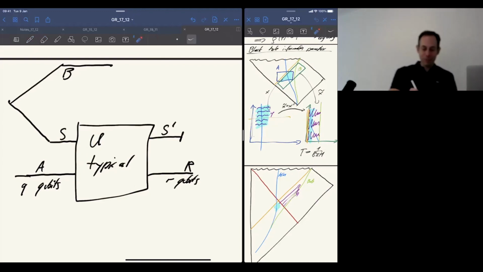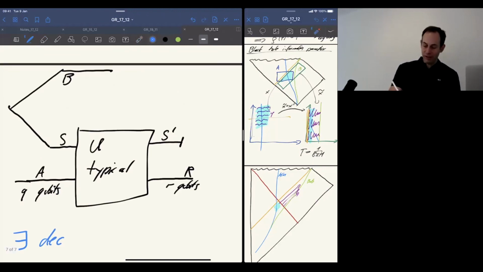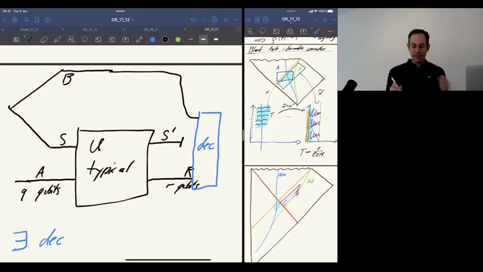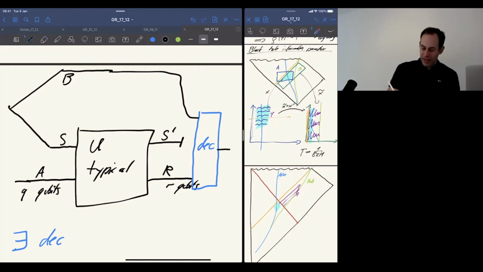You should just think there's some big operation going on, and this postulate from quantum mechanics that everything is unitary comes in via saying that there's some unitary here. And now the statement from quantum information is the following. The statement is that there exists a map which is called a decoding map. So this is again just some operation that you can in principle carry out. And this decoding map takes as input the B system and the R system.